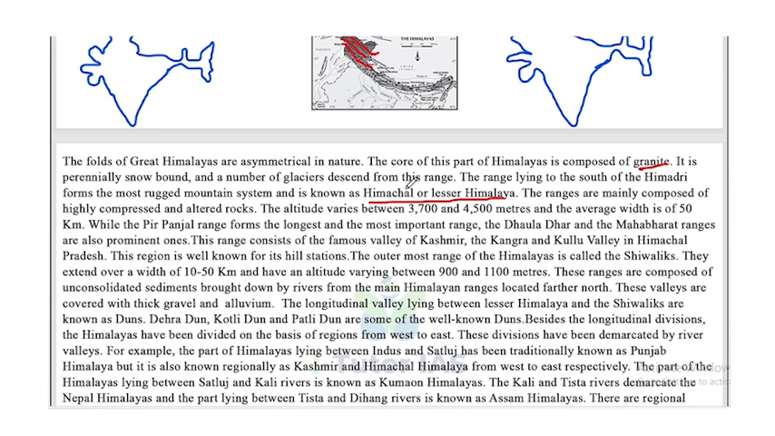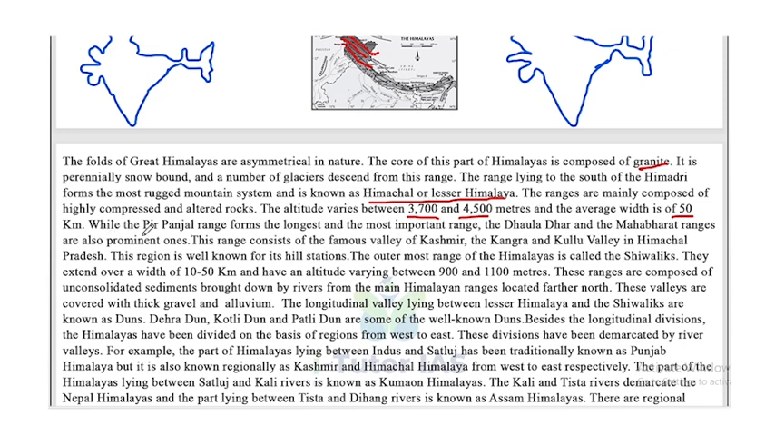Now the second part is Himachal or Lesser Himalaya. They are situated on the south of the Himadri. The ranges are mainly composed of highly compressed and altered rocks. The altitude varies between 3,700 and 4,500 meters and the average width is 50 kilometers.